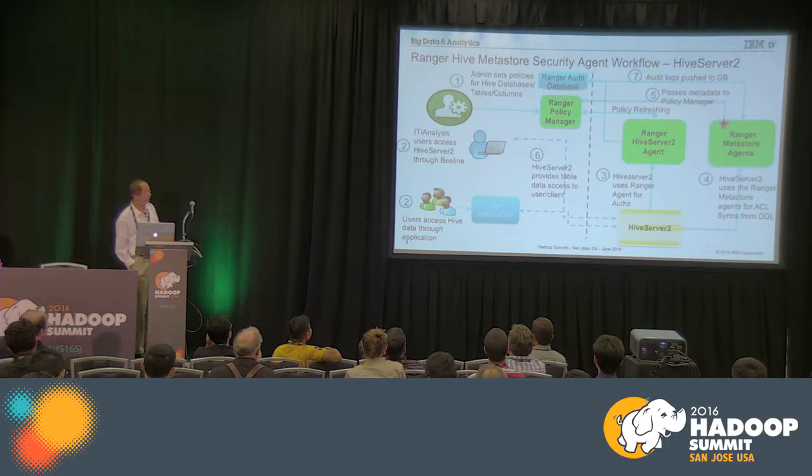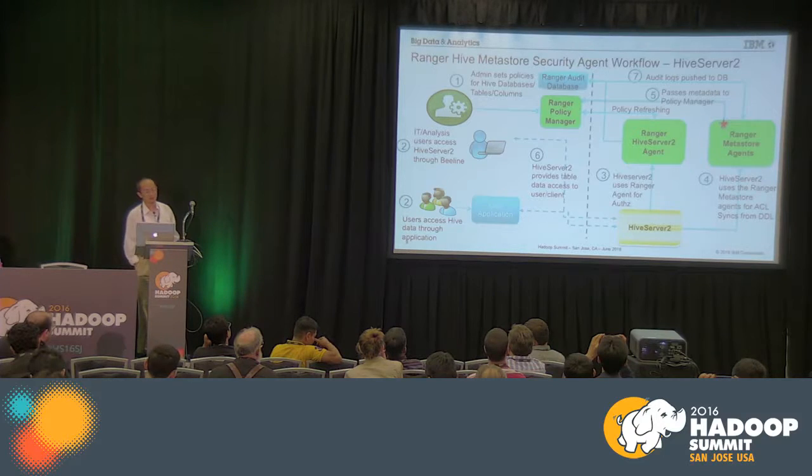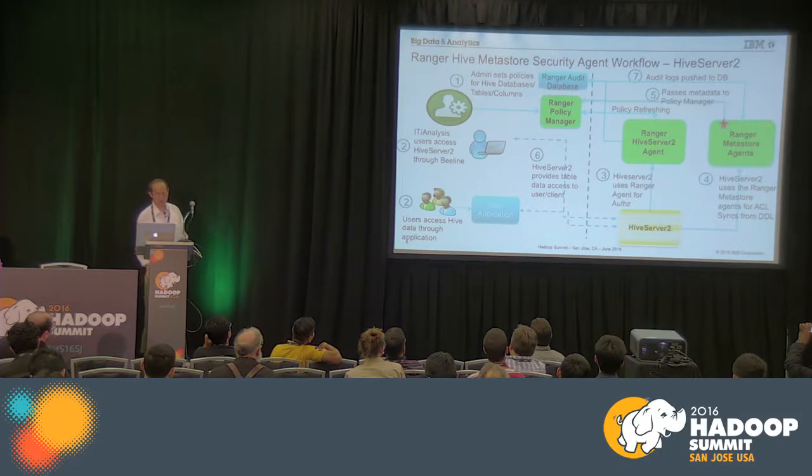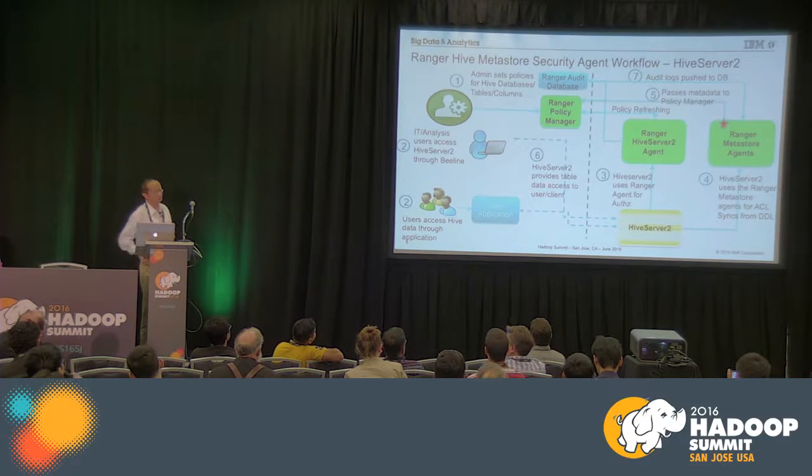Next is for the Hive Server 2. So Hive Server 2, once again, initially, the Ranger admin will set or create some policies for the Hive objects, databases, tables or columns. Then the second step will be for the client to issue requests to the Hive Server 2, right? Then Hive Server 2 will use the existing Ranger agent for authorization, which is step 3. So this path already exists.